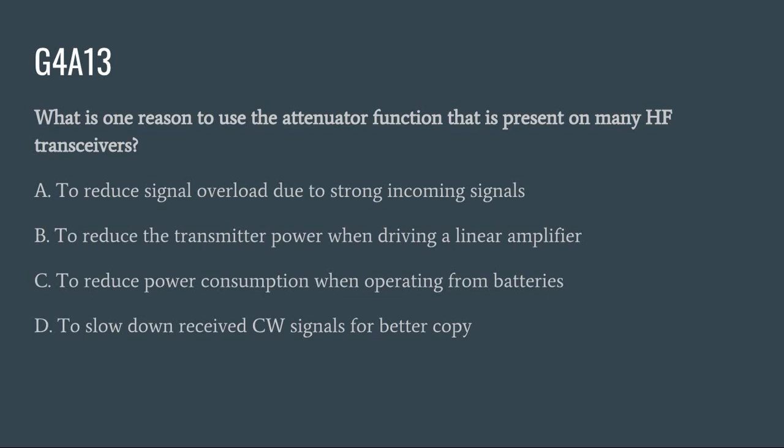G4A13, what is one reason to use the attenuator function that is present on many HF transceivers? A, to reduce signal overload due to strong incoming signals. B, to reduce the transmitter power when driving a linear amplifier. C, to reduce power consumption when operating from batteries. Or D, to slow down received CW signals for better copy. Correct answer is A, to reduce signal overload due to strong incoming signals.